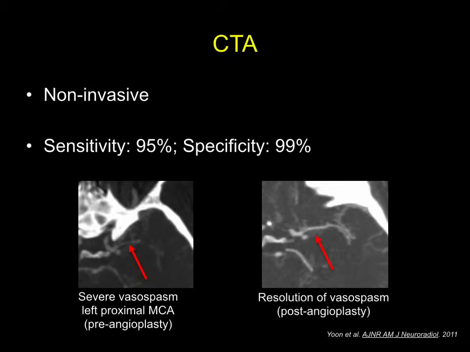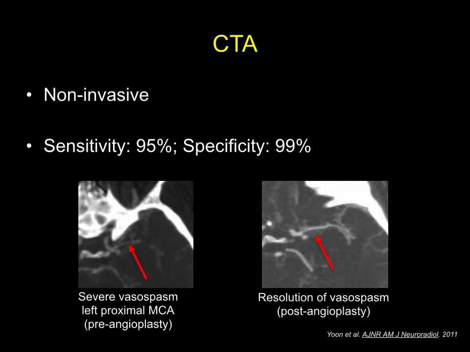CT angiography is a relatively non-invasive imaging modality that is typically used to identify a cause for subarachnoid hemorrhage and to further investigate patients who are experiencing worsening neurologic symptoms. CT angiography has been shown to be very accurate in the diagnosis of vasospasm with a reported sensitivity of 95% and a specificity of 99%.